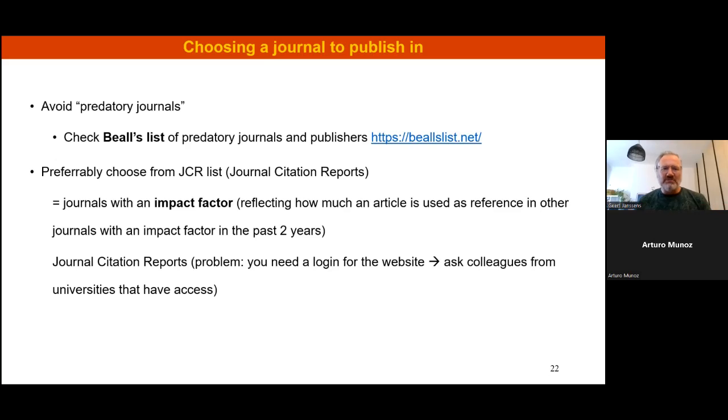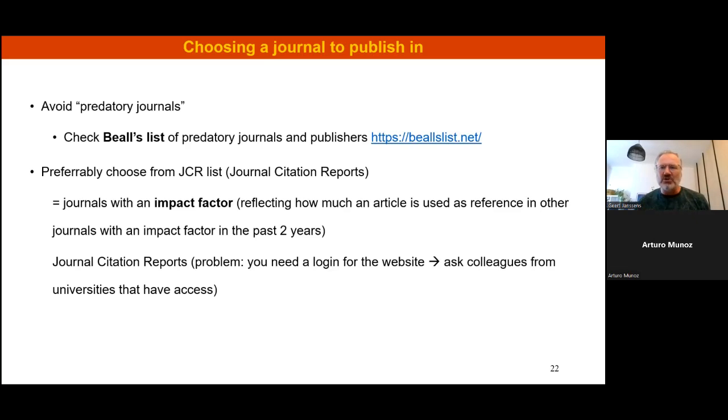Now, for Journal Citation Reports, the problem is you need a login for that website, and it's quite costly, so not all universities have that. So in that case, I would suggest asking a colleague from another university that has access to JCR whether a journal has an impact factor or not. Sometimes you can find it online when you type the title, for instance, Journal of Ecology, and the words impact factor, you will typically get whether it has an impact factor or not.